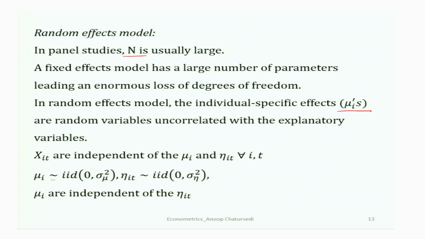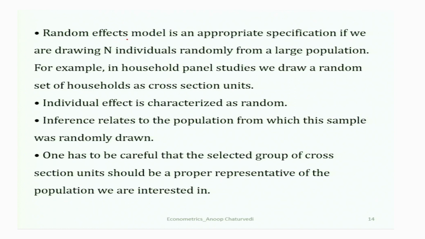Say we assume that mu i follows some IID distribution. These mu i's are IID random variables having mean 0 and variance sigma square mu, and eta_it's are also IID having mean 0 and variance sigma square eta, and we assume that mu i's are independent of eta_it. Then the random effects model is an appropriate specification if we are drawing n individuals randomly from a large population.